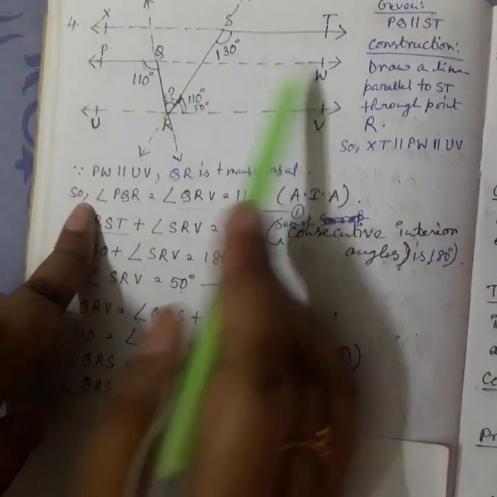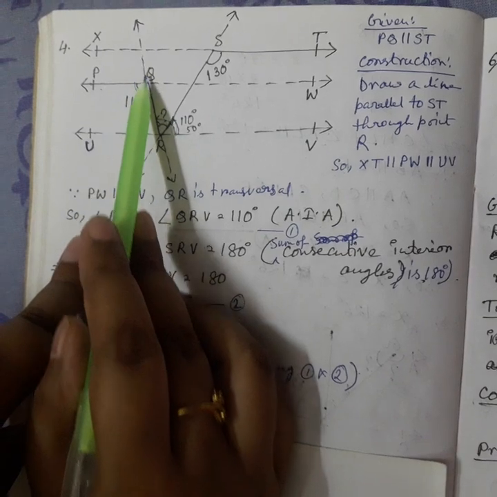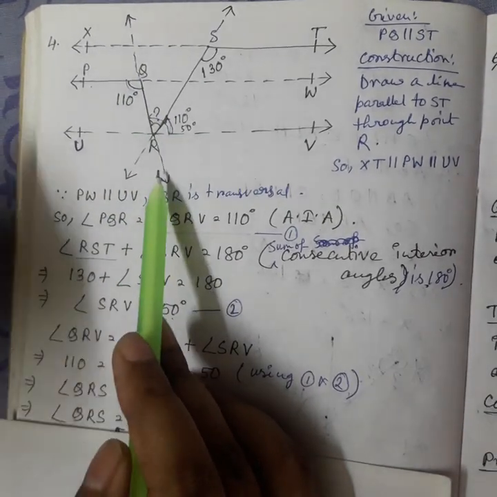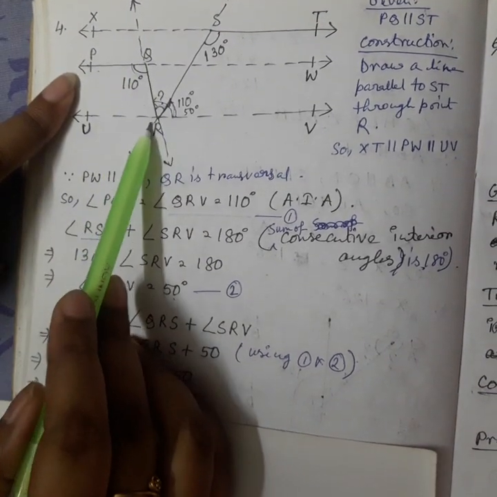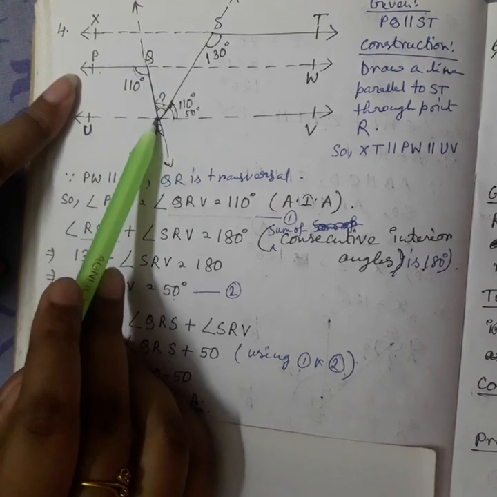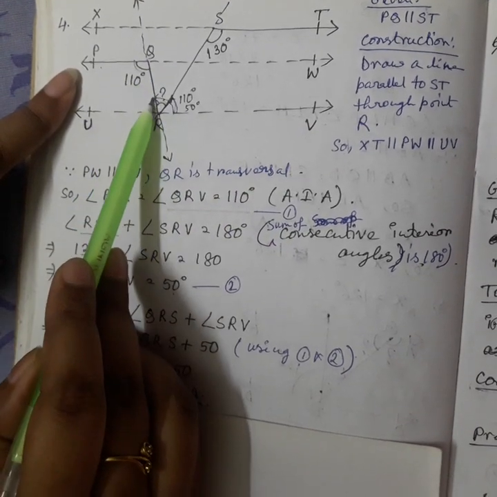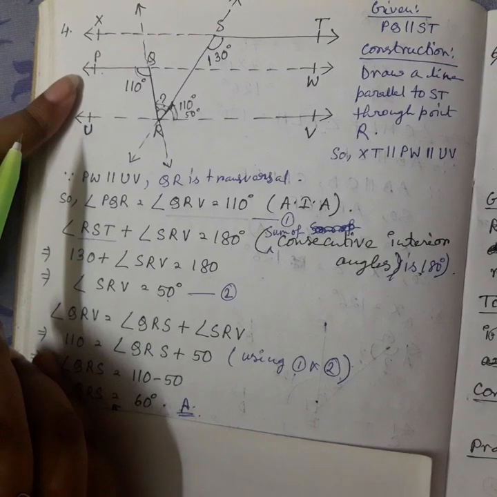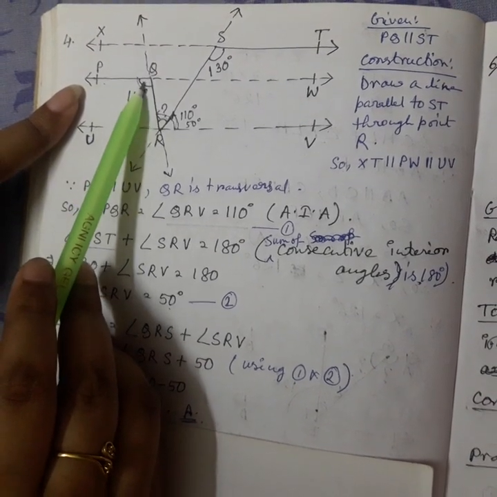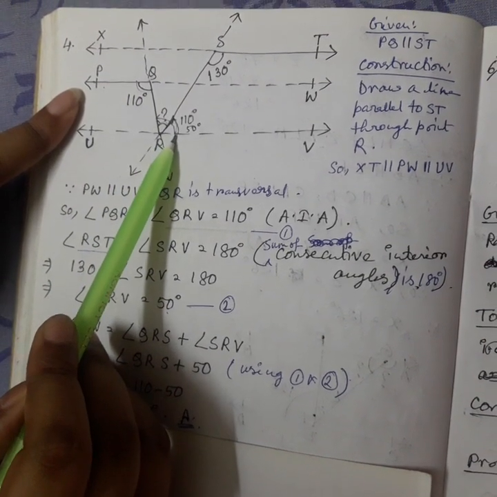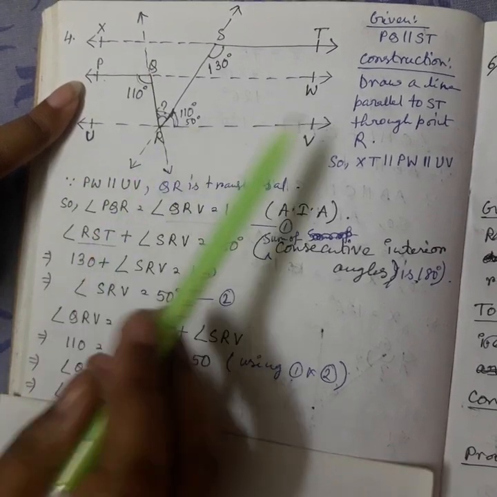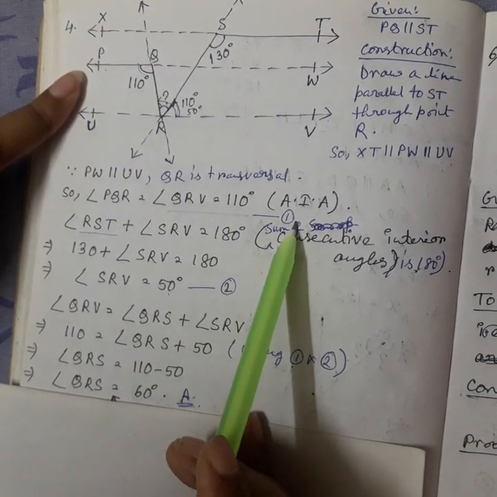Now PW is parallel to UV and QR, if we will take transversal, then angle PQR is equal to angle QRV. That means this angle and this angle will come alternate interior angle. So if this angle is 110 degree, this angle QRV will come also 110 degree. So that is written and make it 1.